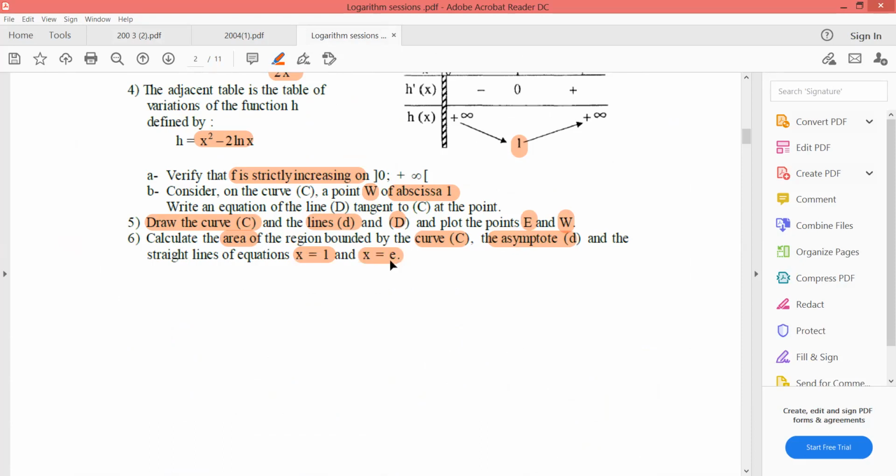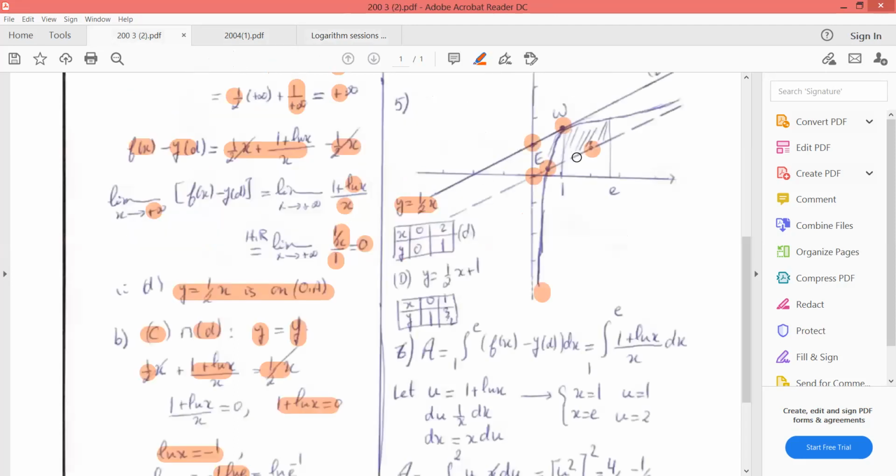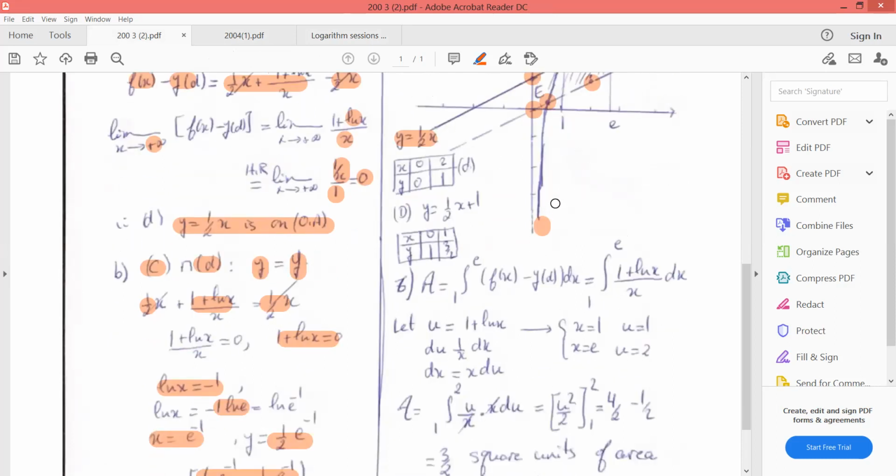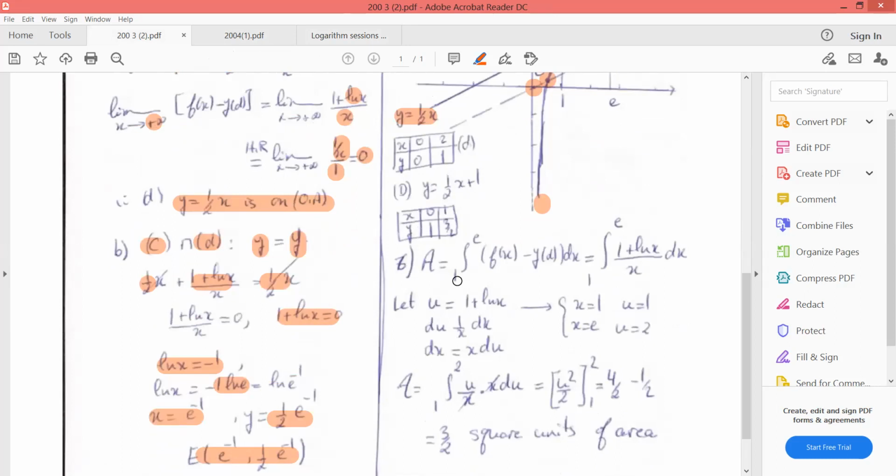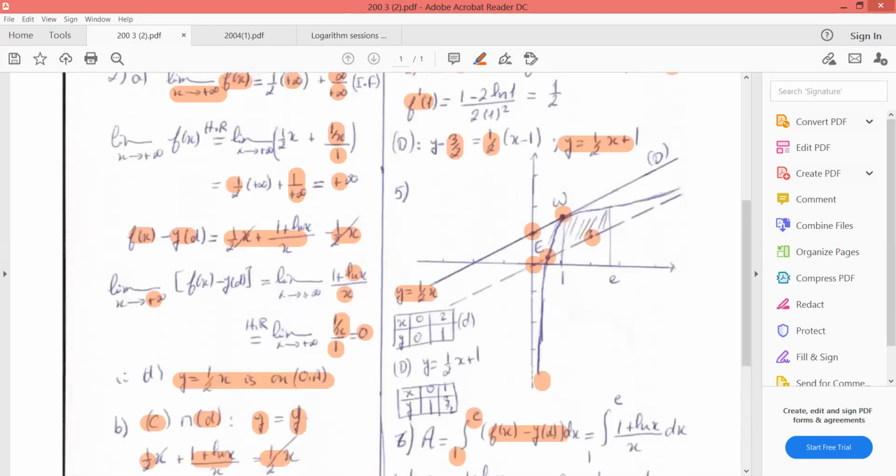What is the area equal to? Between the bounds 1 and e, we take f x minus y d. We want the area for x equal 1 to x equal e between the curve and the oblique asymptote. In this part, C is above d, so the area is equal, without absolute value, to the integral from 1 to e of f x minus y d dx. It gives the integral from 1 to e of (1 plus ln x) over x dx.